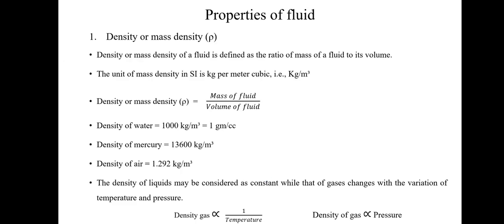Now we will study the properties of fluid. First one, density or mass density. It is defined as the ratio of mass of fluid to its volume. Density of water is 1000 kg per meter cube or 1 gram per cc. Density of mercury is 13,600 kg per meter cube.